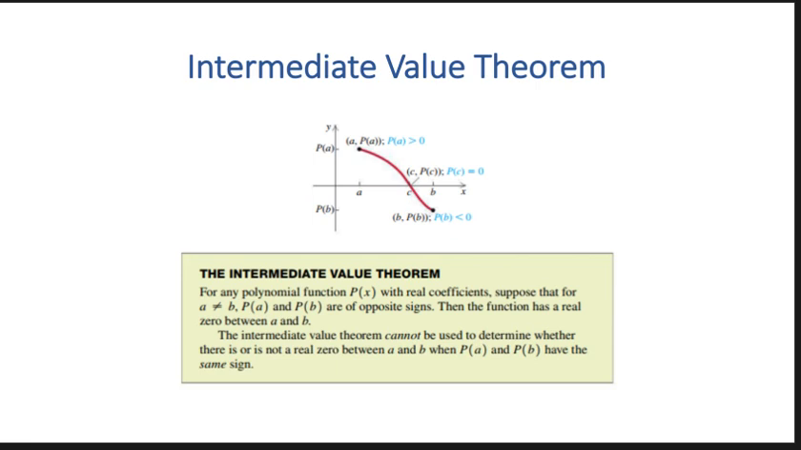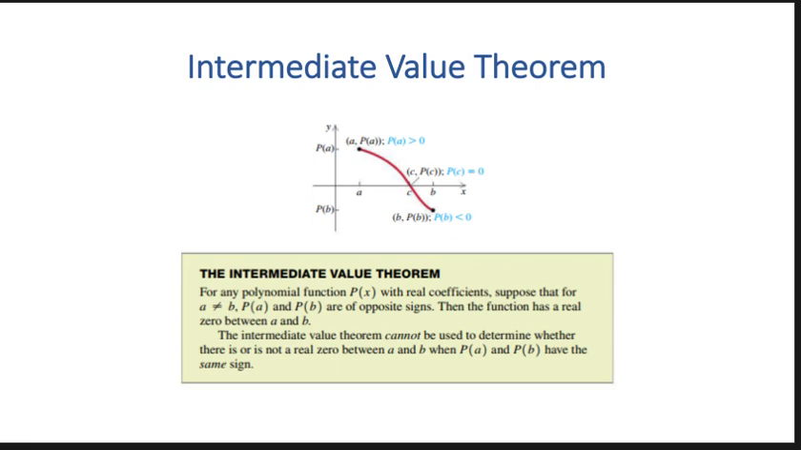Now I want you to read the second sentence with me. The second part of this says, the intermediate value theorem cannot be used to determine whether there is or is not a real 0 between a and b when p of a and p of b have the same sign. So if they have the same sign, I don't know what's happening. I can't say there isn't a 0, but I can't say that there is.